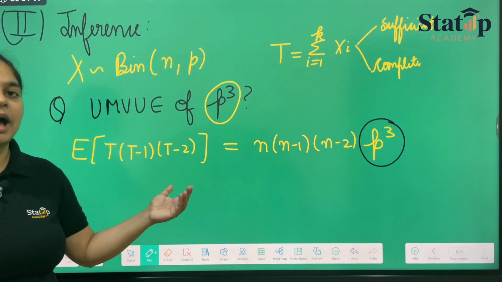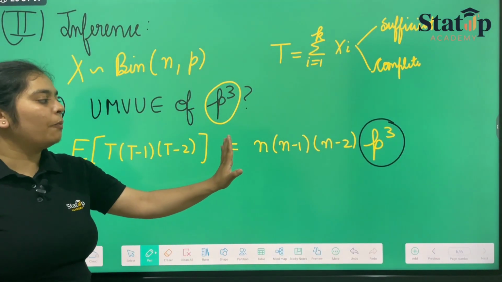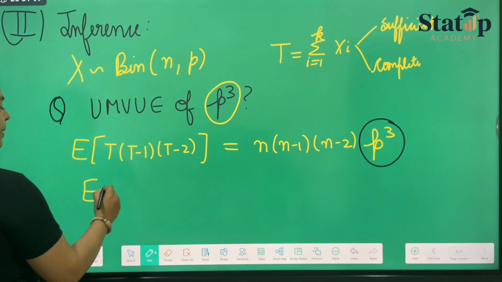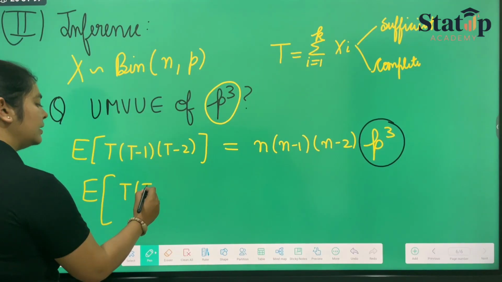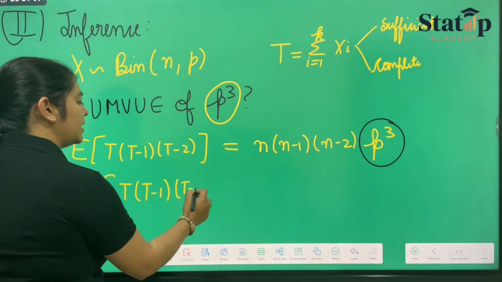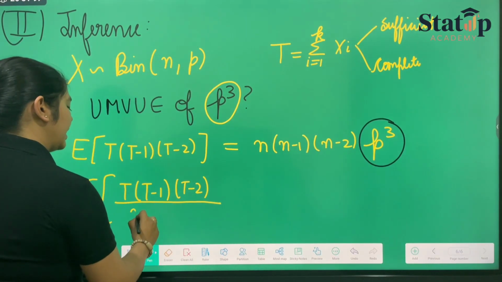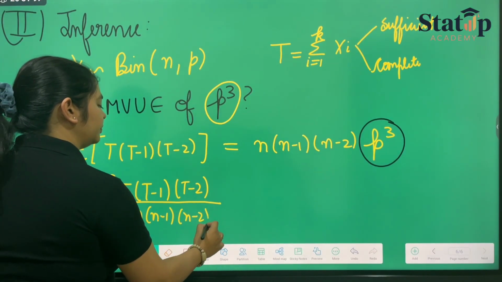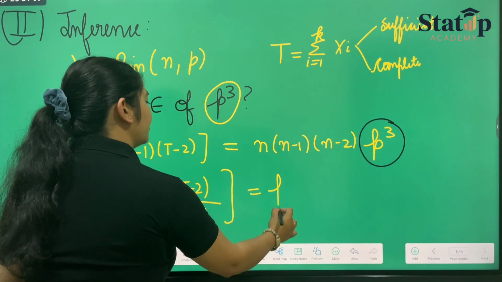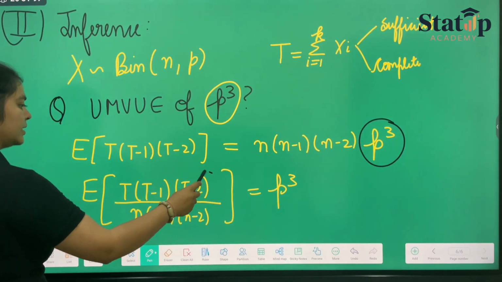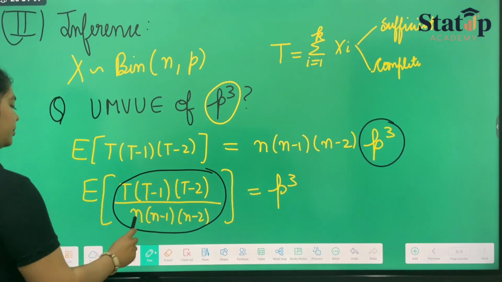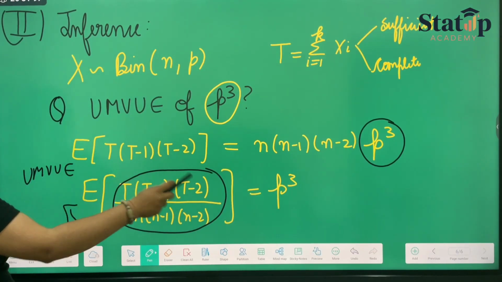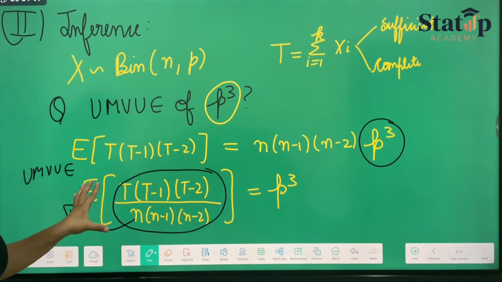Now we have to find the unbiased estimator of p cube. So all of these terms will come in the denominator. It will be expectation of T, T minus 1, T minus 2 upon n, n minus 1, n minus 2. This will be p cube. So this whole term forms the UMVUE of p cube. It is as simple as this.